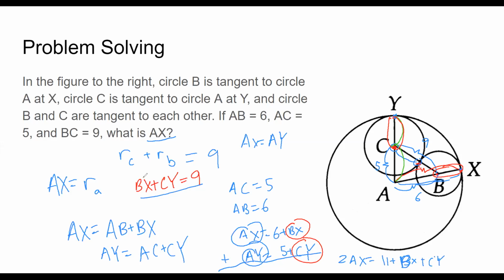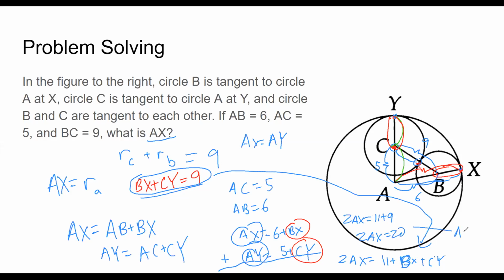If not, I'll point it out here. So Bx plus Cy equals 9. Yeah, so we found out earlier that Bx plus Cy equals 9. And here we have a Bx plus Cy in our equation. So let's plug it in. We have 2Ax is equal to 11 plus 9. 2Ax is equal to 20. And that leaves us with Ax is equal to 10. And that is our answer.